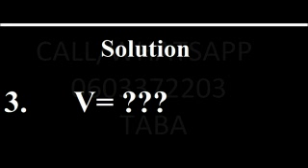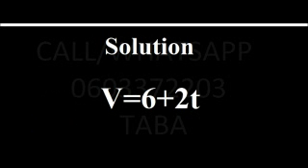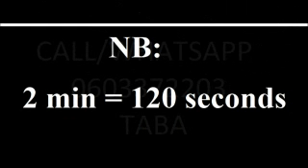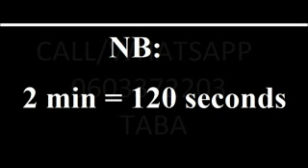Tackling the last question, which requires us to get the final velocity of the bike after 2 minutes. In order to get the correct answer here, you need to substitute t in our equation by 2 minutes, as mentioned in the statement. Remember, t represents time, but the SI unit for t is not minutes, it's seconds. So we have to convert 2 minutes to seconds first. We just multiply 2 by 60, and we get 120 seconds.